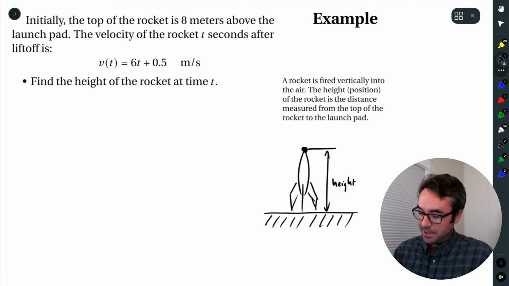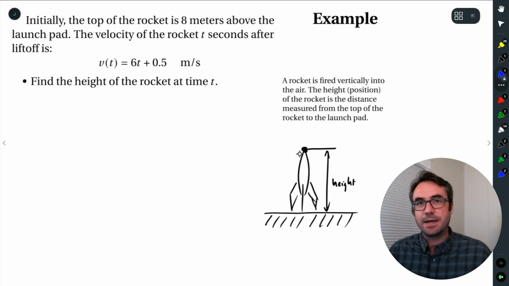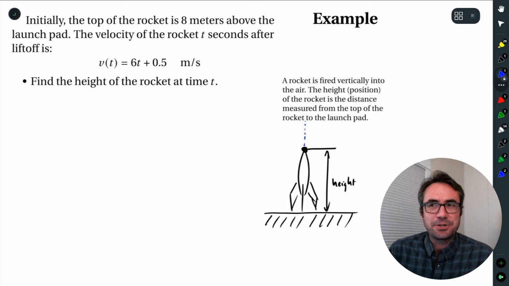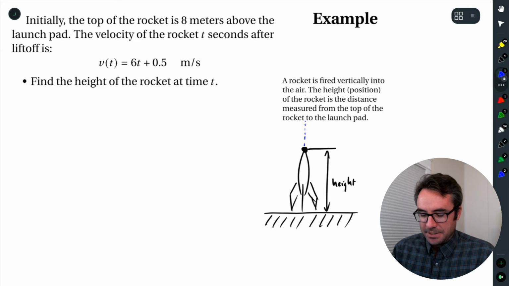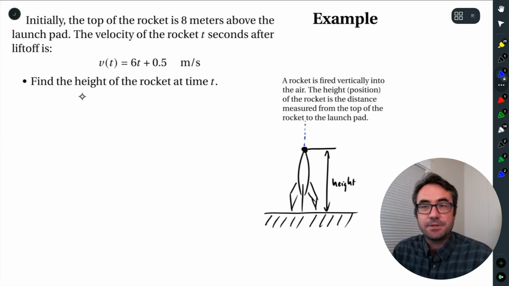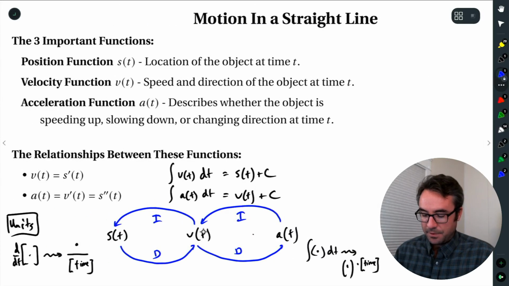And when this thing blasts off, it's going to be motion in a straight line. So think of it as just going straight up into the air. All right, so that's a little picture, to help think about how this thing's going to look. All right, so we're given the velocity function, and what we want to find is the height. We want to find the position of our rocket at time t. So if we go back, we know our velocity. We want to find the position. So that means we've got to integrate.